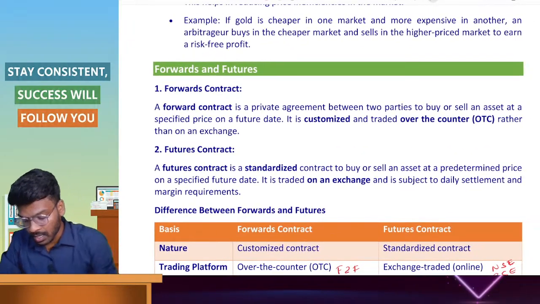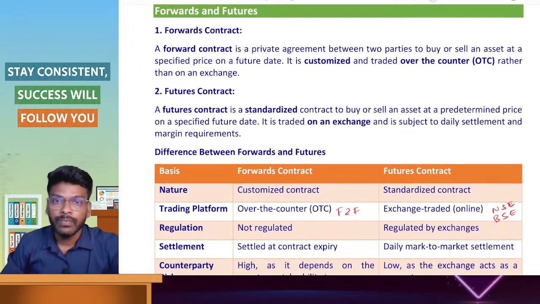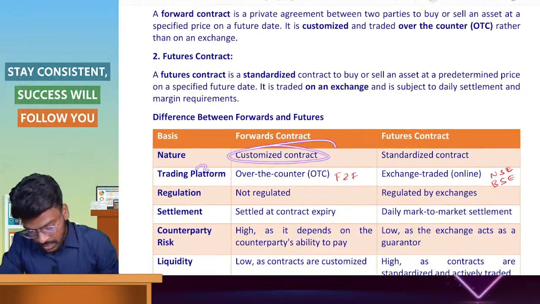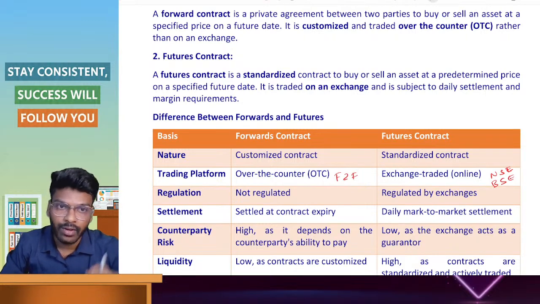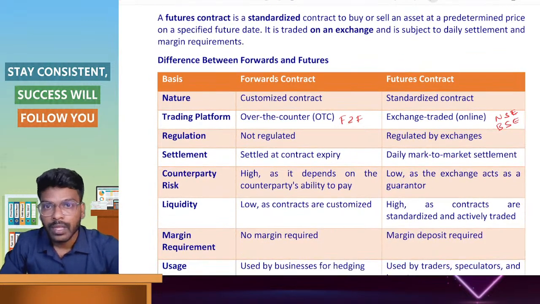Next, what are futures contracts and forwards? The main difference: a forward contract is done on an over-the-counter basis. In the case of futures, it is done on exchanges, meaning BSE and NSE. In India we have NSE and BSE. Also, settlement: in the case of a forward, settlement is done at expiry of the maturity period. On the date of maturity the forward contract will be settled.